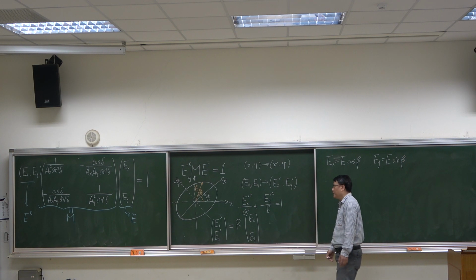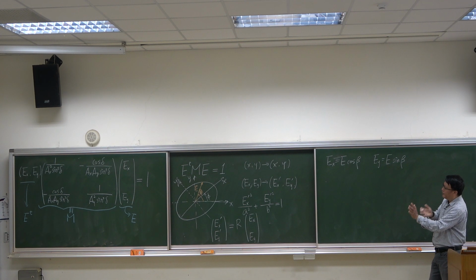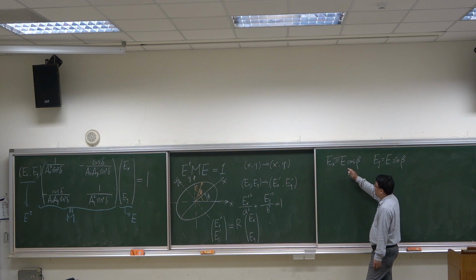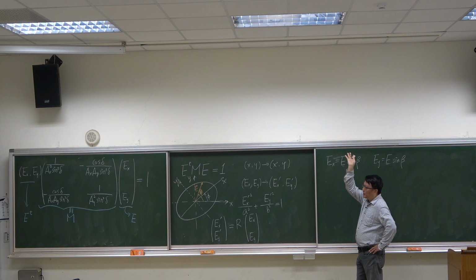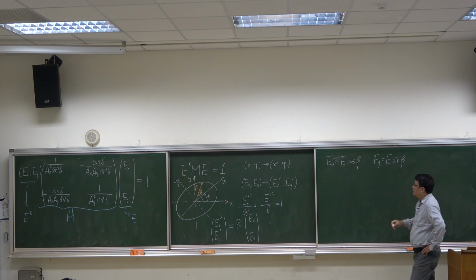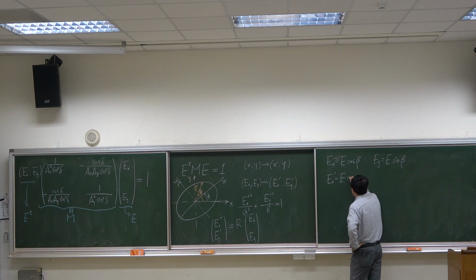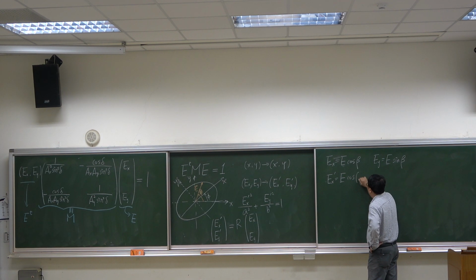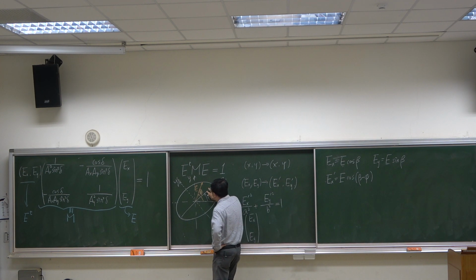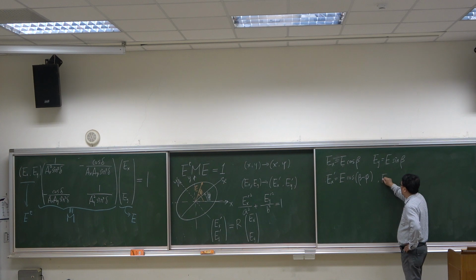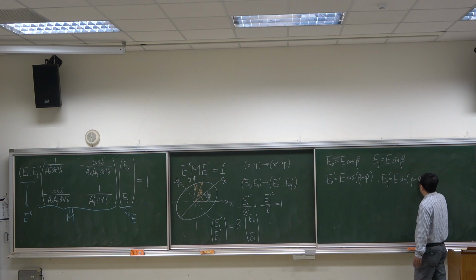This representation is different from the original representation in terms of Ax, Ay, delta x, delta y. Here, E is the magnitude of the E vector. So what is Ex prime? Ex prime is E cosine beta minus phi. Okay? I call this phi. And Ey prime is E sine beta minus phi.